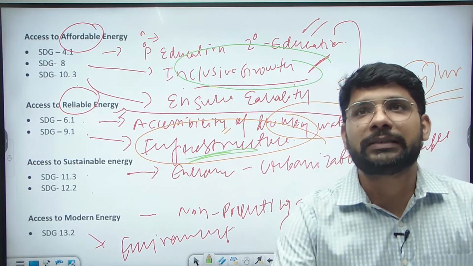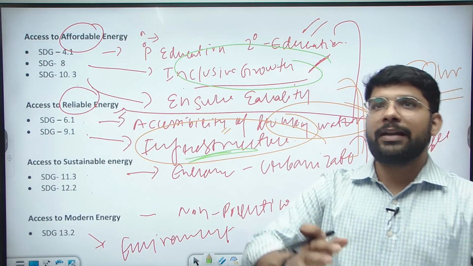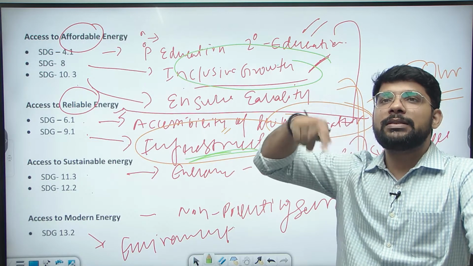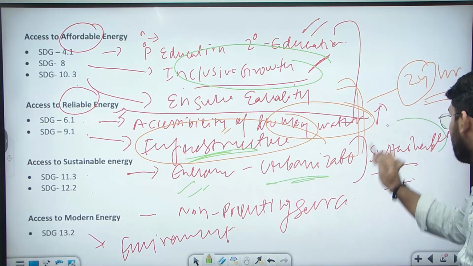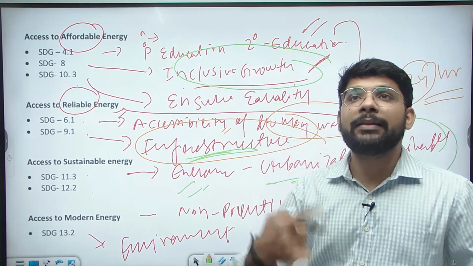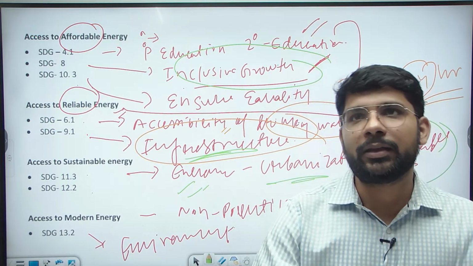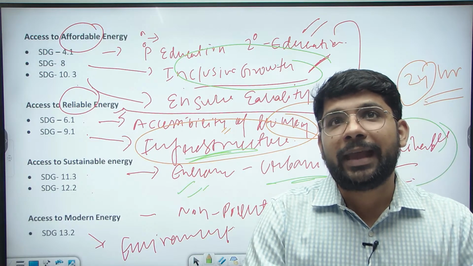Then access to sustainable energy. Sustainable energy means we need to save energy for our future generations as well. To save it for future generations, it will enhance urbanization, and the work we do in urbanization should be sustainable, so we can save the energy resources for our future generation.